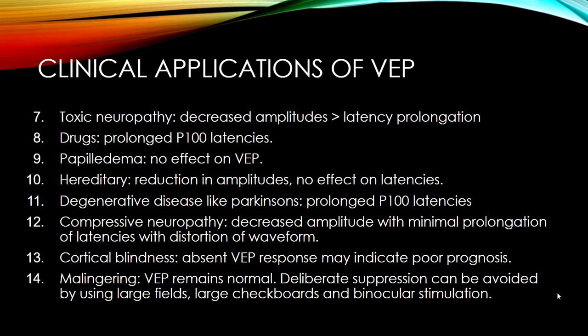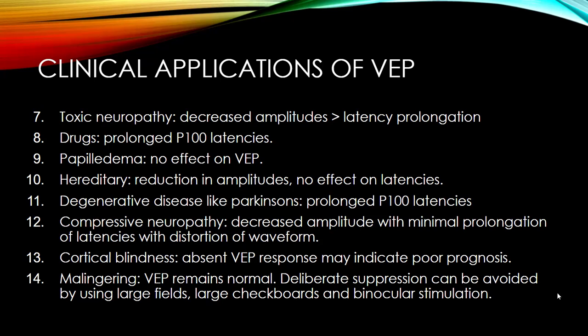Toxic neuropathies show decreased amplitudes more than prolonged latencies. Drugs, again prolonged P100 latencies. In papilledema, usually no effect on VEP is seen, but in chronic papilledema, degeneration of the retinal fibers can sometimes cause mild prolongation of P100 latencies. Hereditary causes show reduction in amplitudes, with no effect on latencies. In degenerative diseases like Parkinson's, in late stage, prolongation of P100 latencies is seen. In compressive neuropathies, as I described, decreased amplitude with minimal prolongation of latencies, and distortion of the waveform is also seen.